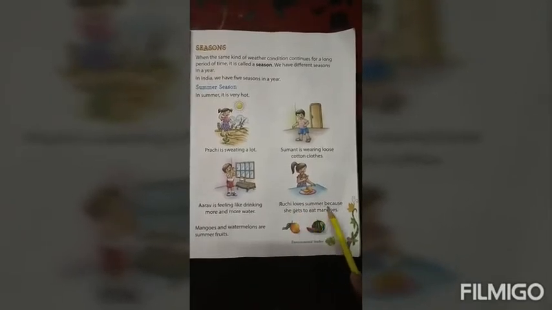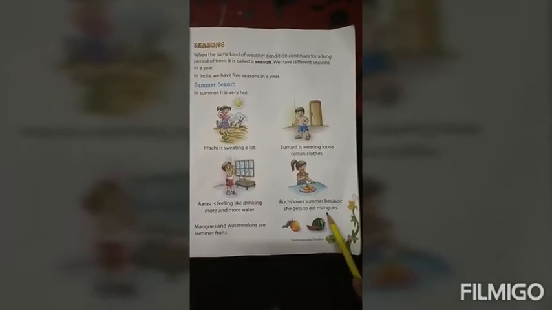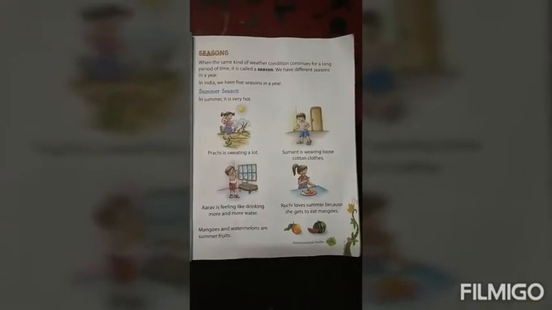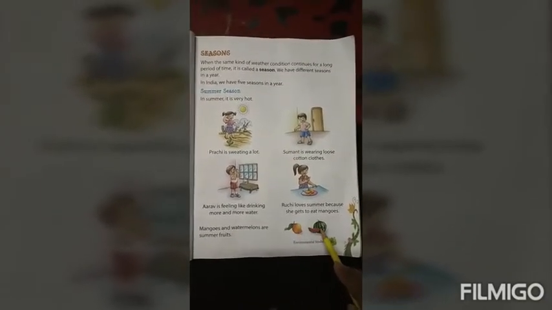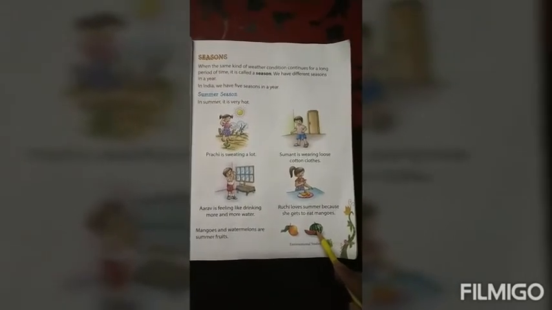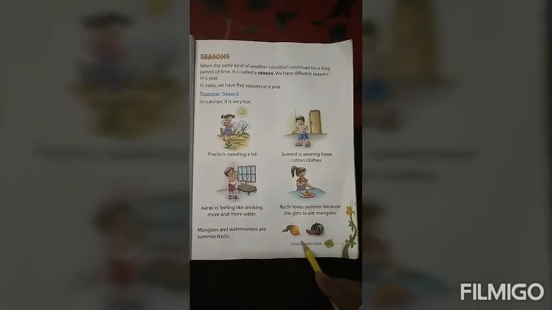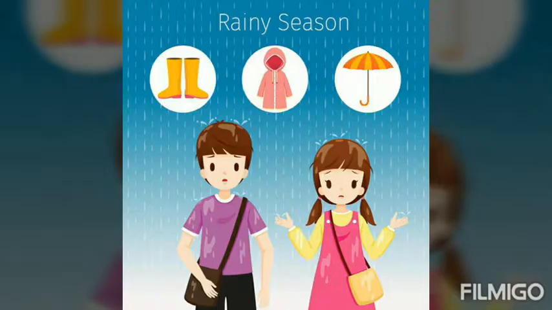Ruchi loves summer because she gets to eat mangoes. Mangoes and watermelons are summer fruits. So mangoes and watermelon we generally get in summer. During winter we will not get this type of fruits. These are seasonal fruits. Okay.